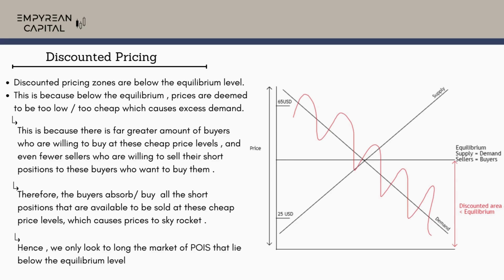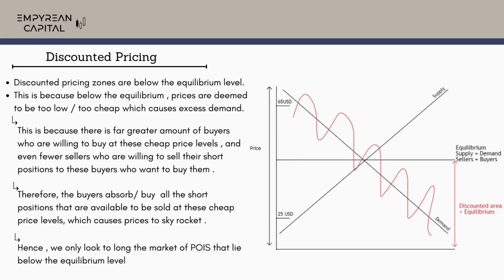levels, and even fewer sellers who are willing to sell their short positions to these buyers who want to buy them. Because guys, what you have to remember is the markets are a two-way auction. For every buyer, there must be a seller, and for every seller, there also must be a buyer. And as prices fall below the equilibrium price level, prices are obviously getting a lot cheaper.